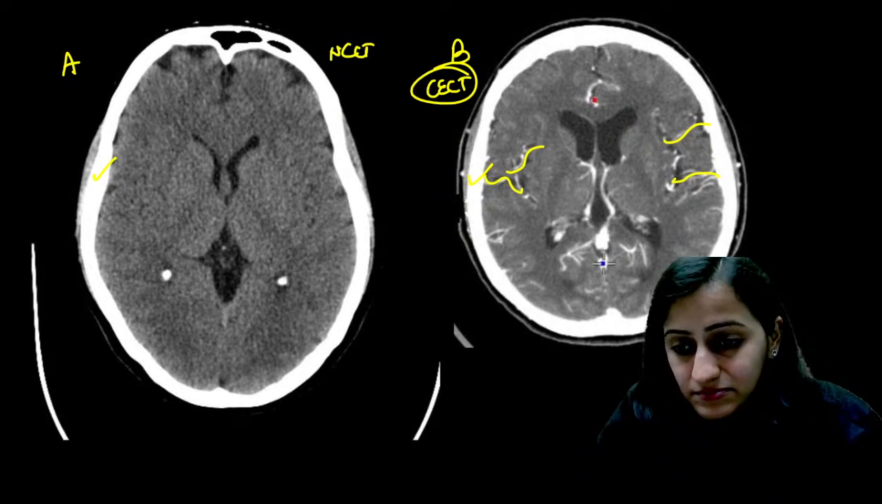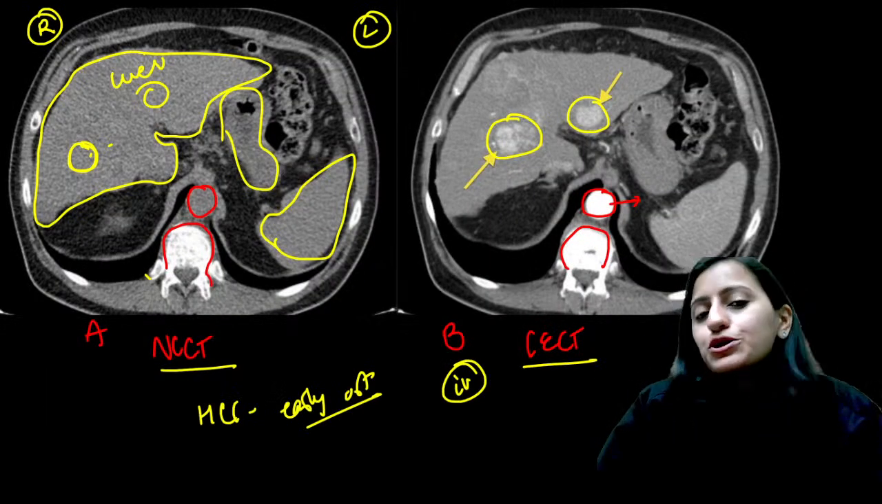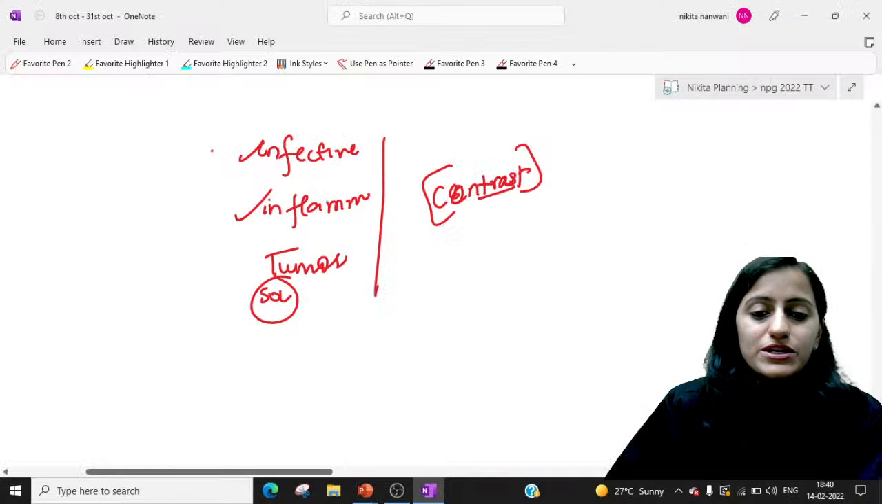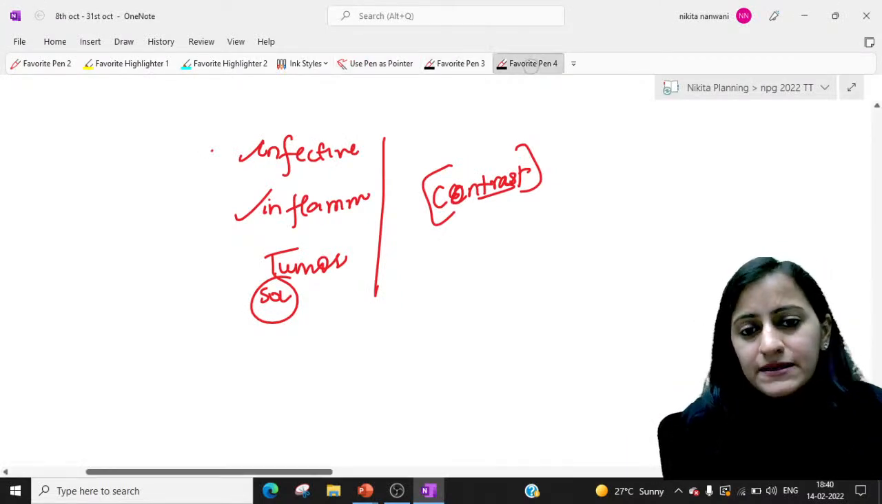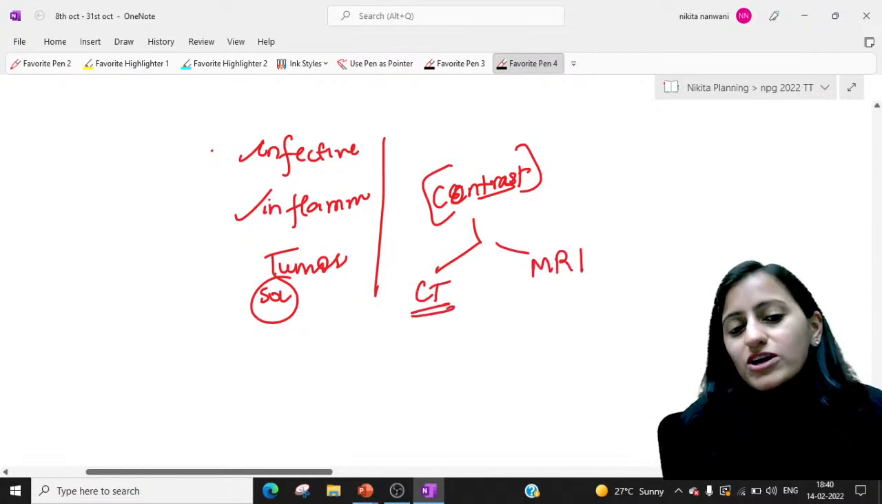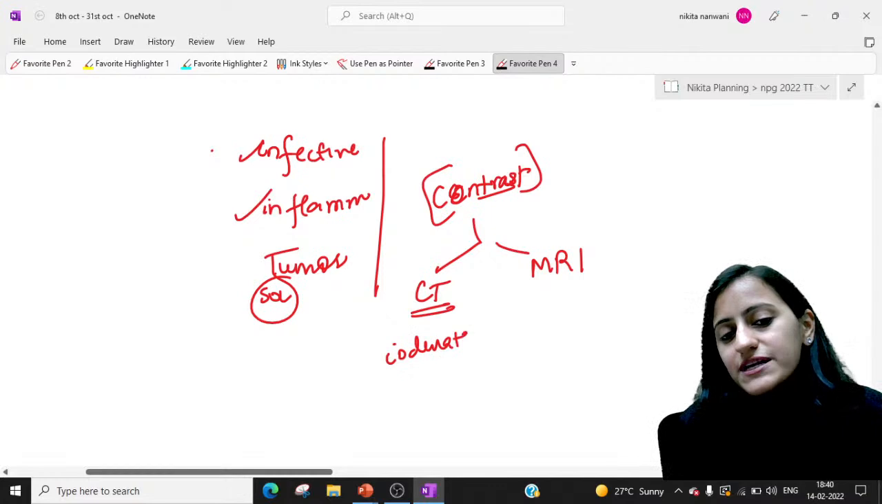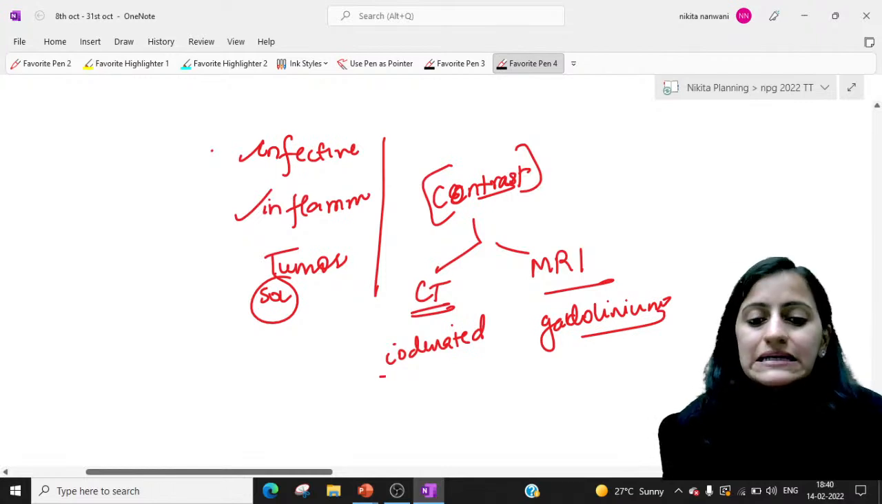Okay, what do we use as a contrast? Urographin? No. Remember, what is the contrast that is used? When I say that we do a contrast scan, it is for CT and for MRI. For CT scan, we use iodinated contrast. For MRI, we use gadolinium compounds in chelation.